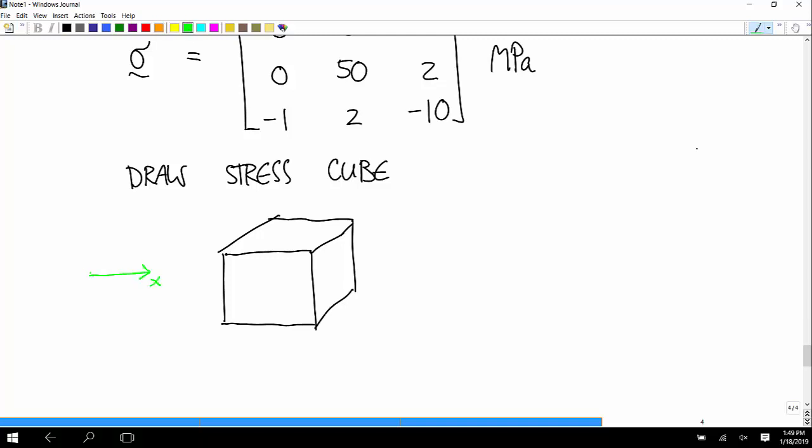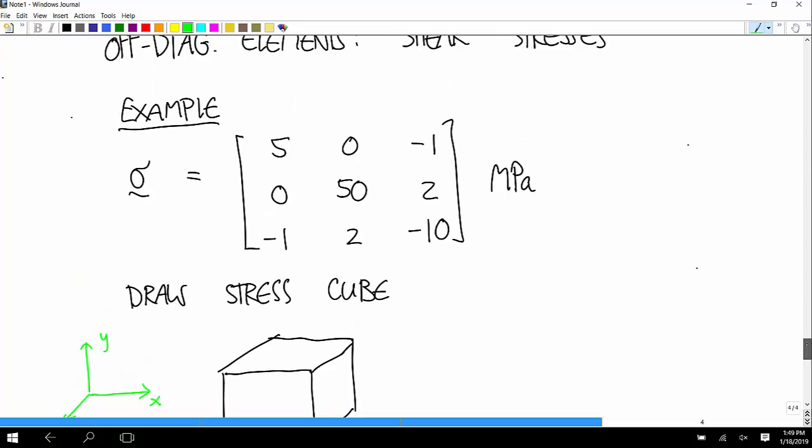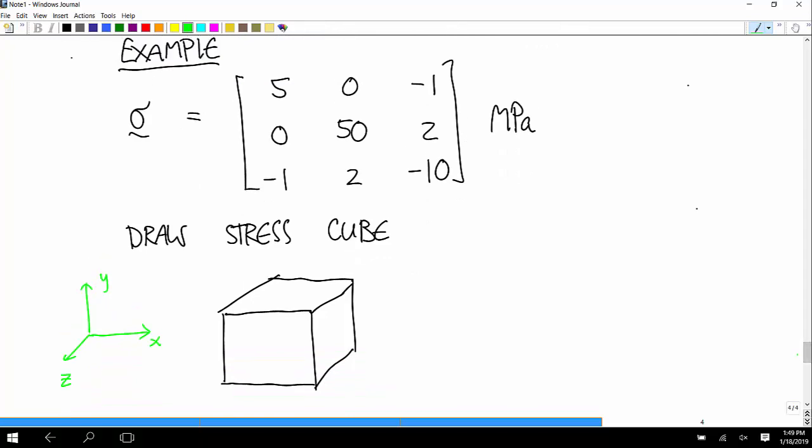The x-axis goes to the right, y-axis up, z-axis out of the page. Okay, so this says the XX stress is +5. The YY stress is +50. The ZZ stress is -10. So that's going to be a vector toward the face. Positive values of those normal stresses are going out of the face. So this would have a value of 10.